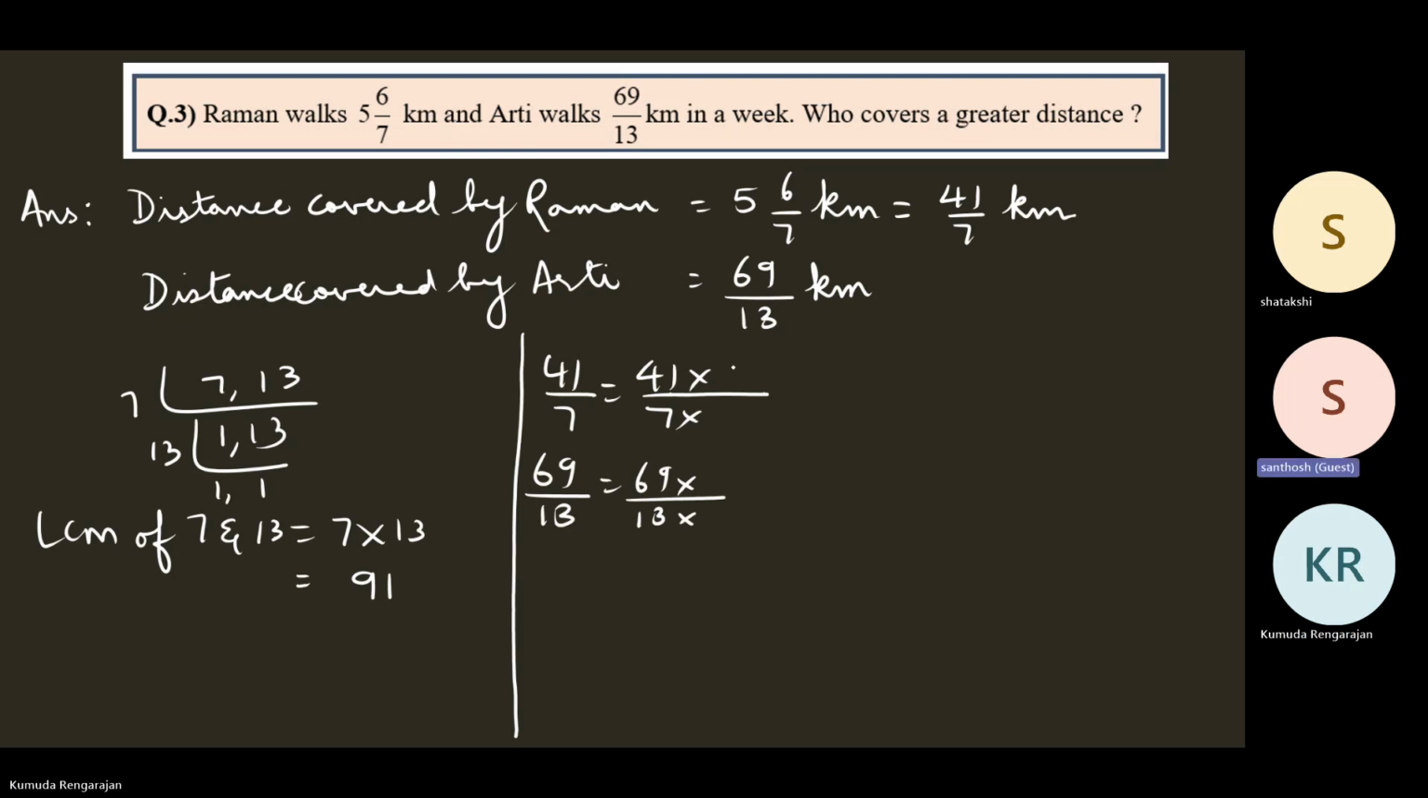So we have 7 as a denominator, so we have to multiply both of them by 13. And here, next one, Satakshi, should multiply by? 7, ma'am. Okay. Santosh, do the first multiplication. Satakshi, the second one. Santosh, work 41 into 13 and tell me. Satakshi, do 69 into 7 and tell me.